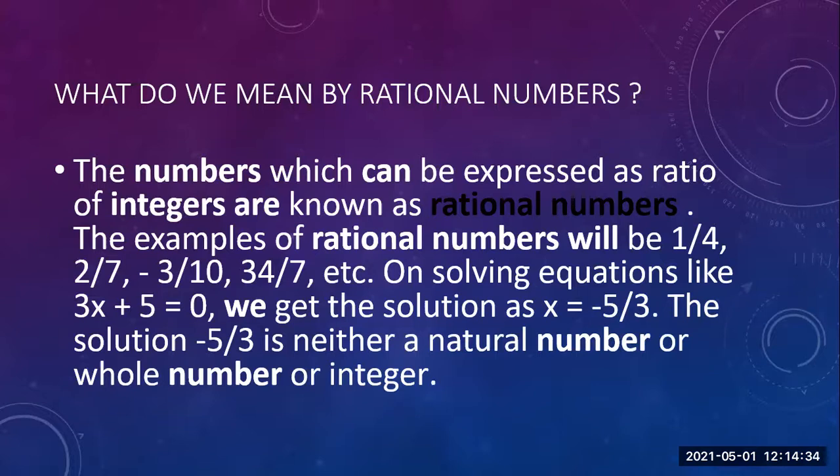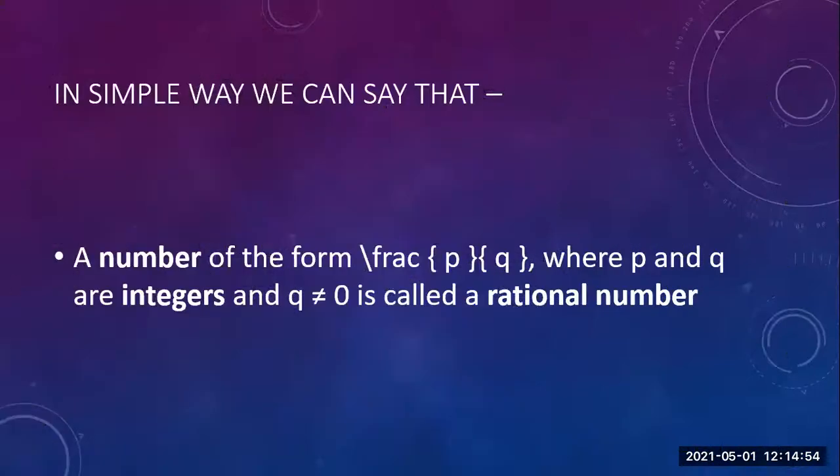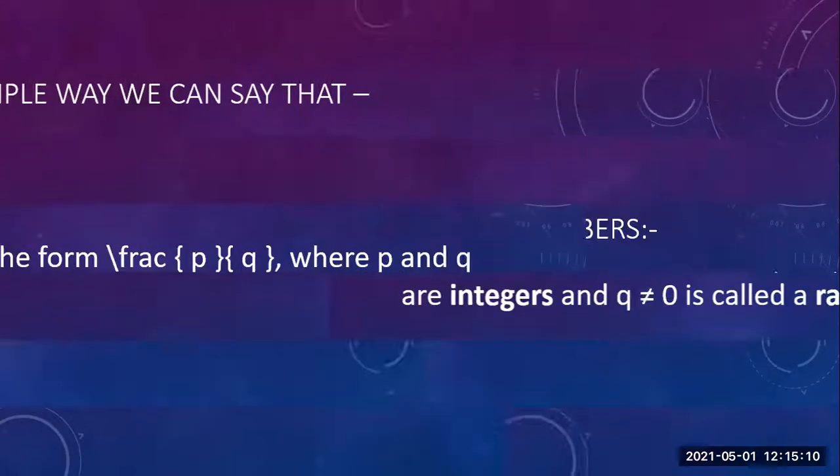etc. On solving equations like 3x by 5 equals 0, we get the solution as x equals minus 5 by 3. The solution minus 5 by 3 is neither a natural number nor a whole number nor an integer. In a simple way, we can say rational numbers are numbers of the form or a fraction p by q, where p and q are integers and q is not equal to 0, is called a rational number.